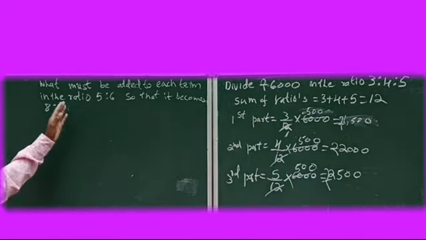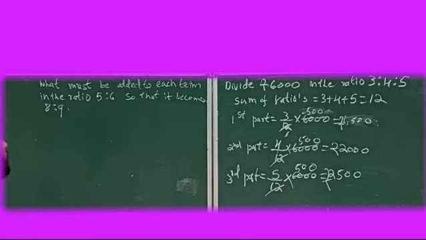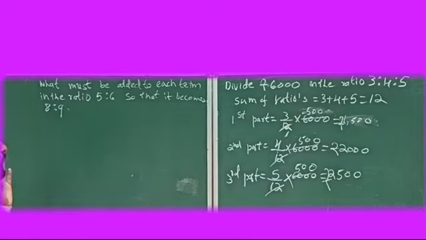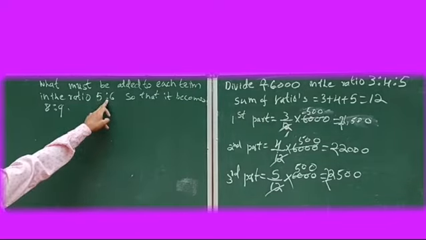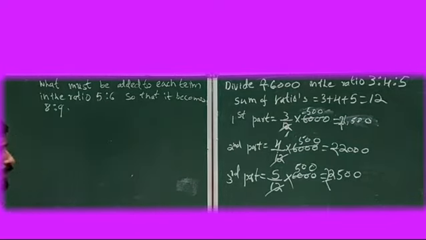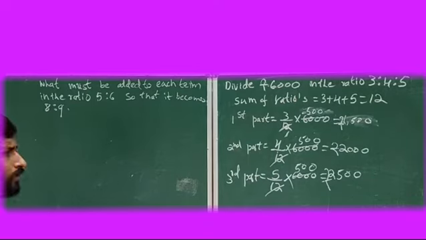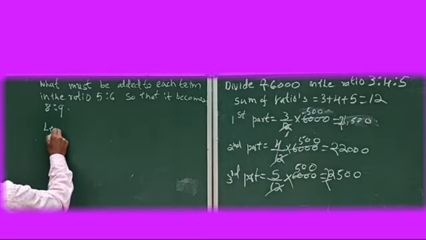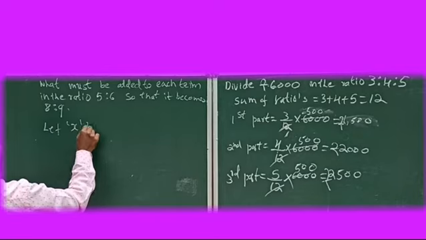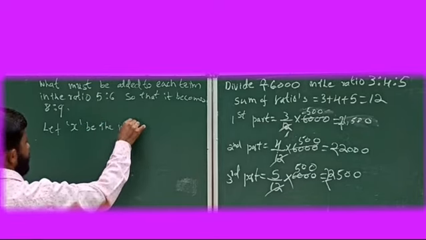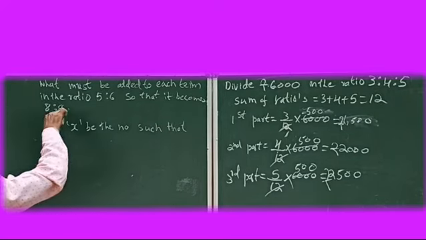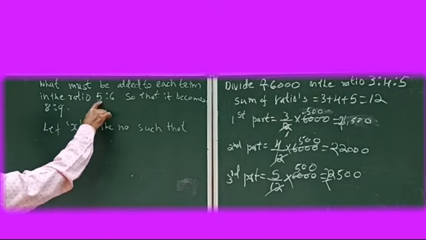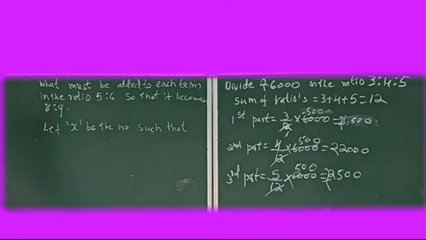See the next question. What must be added to each term in the ratio 5:6 so that it becomes 8:9? The actual ratio 5:6 is given. You are adding a number to this ratio such that you will get the new ratio 8:9. Okay. We don't know the number, so I am taking, let x be the number, such that, okay, what's the condition? You need to add that number to the ratio, then you will get the new ratio 8:9.